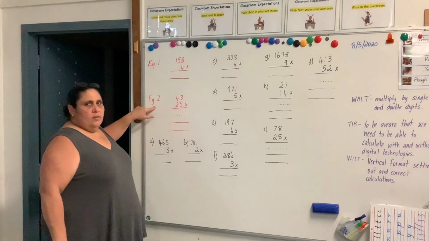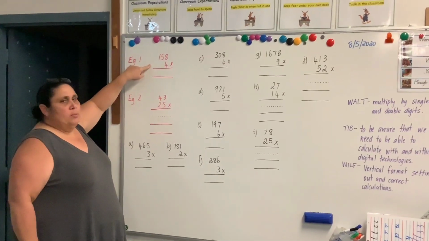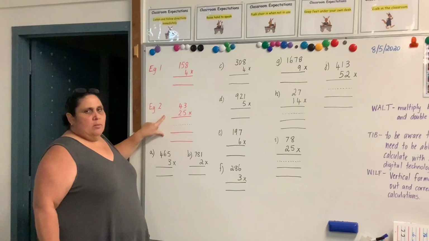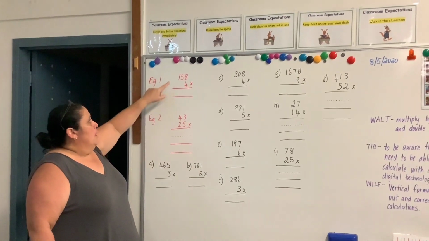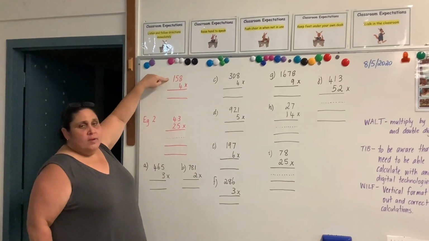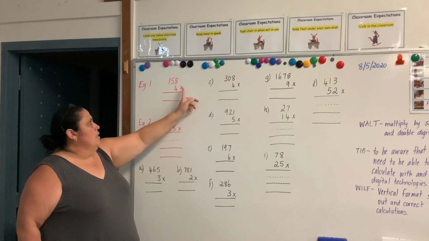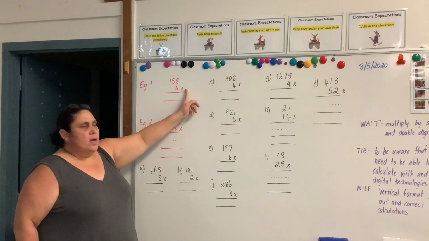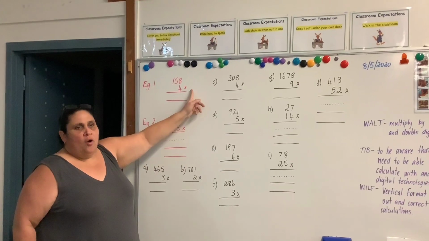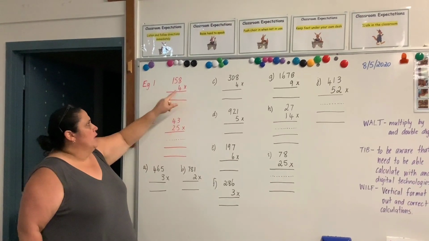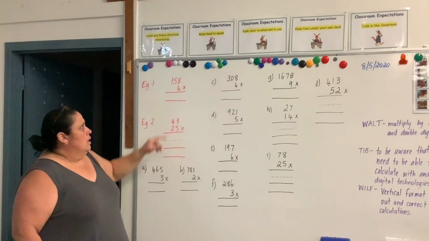I have two examples on the board here. The first one is a single digit multiplication and the second one is a double digit. We'll do our first one. As you can see, a vertical format is having our numbers set out one under the other. And of course, like my other lessons, I put my sign on the right hand side, to remind me which side I'm starting.